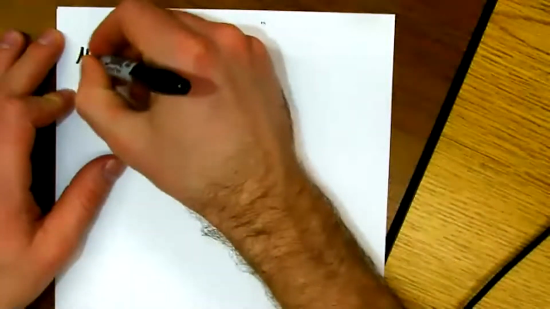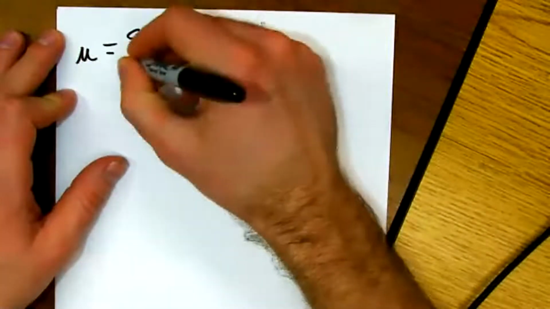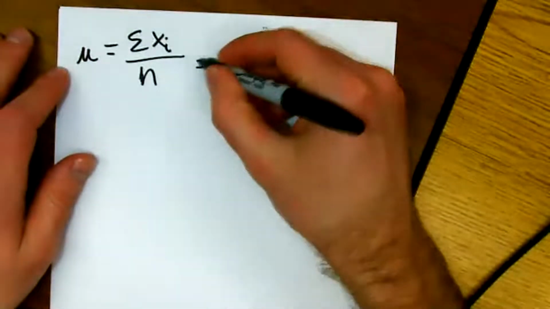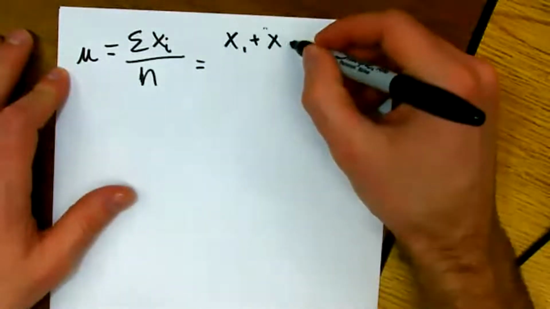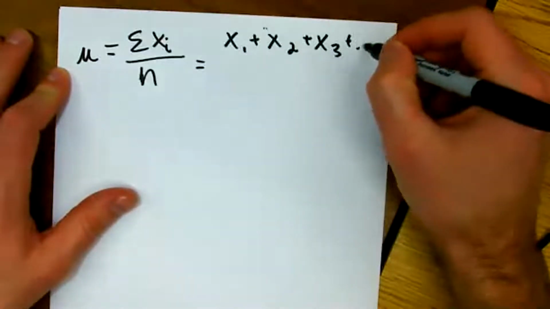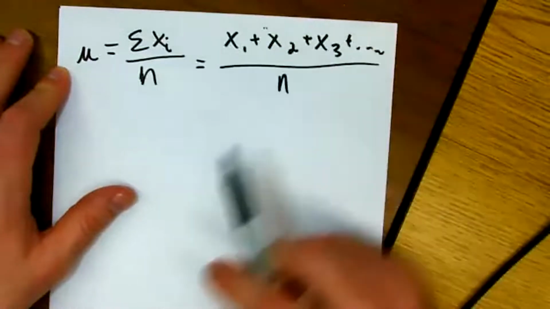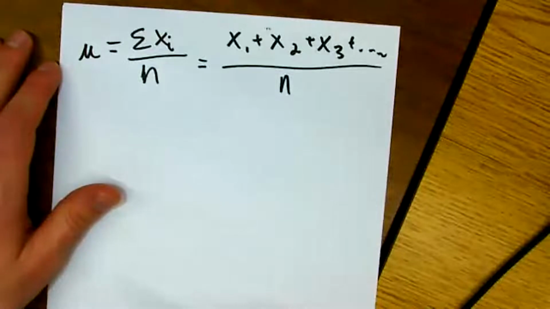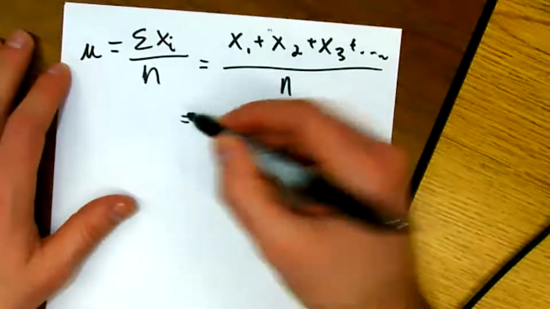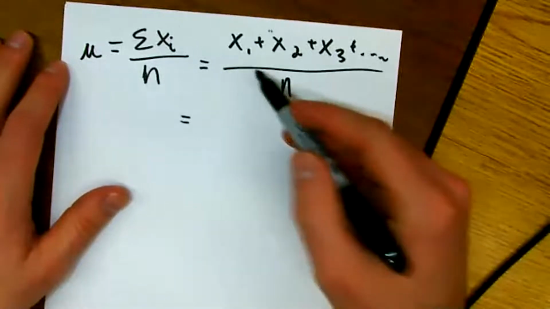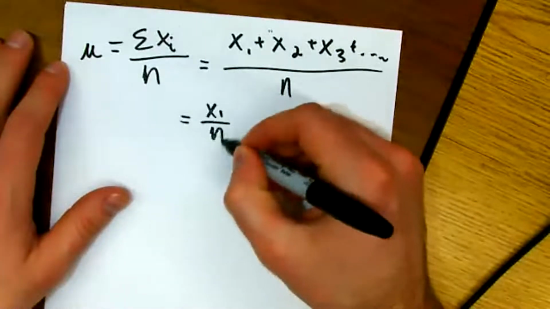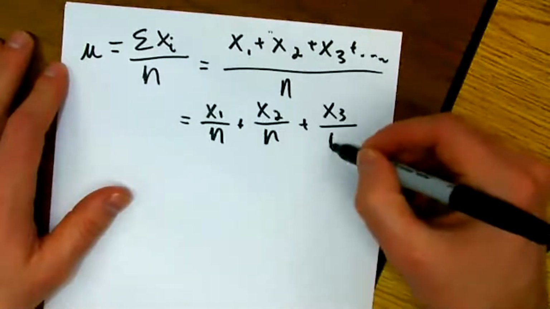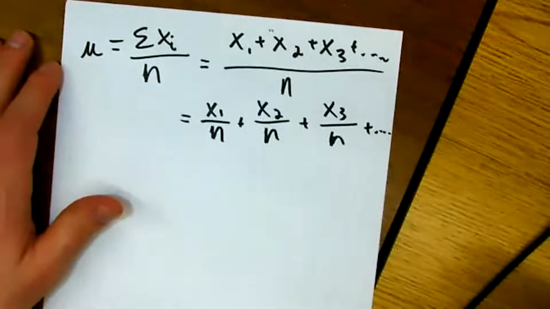So what we were doing before, that was our mean equation. We could break this down and rewrite it this way. We're just adding up every single value and dividing by the total number of observations. I'm going to rewrite it another way. I'm just going to take that n, since everything's getting divided by it, and write it like this as well.